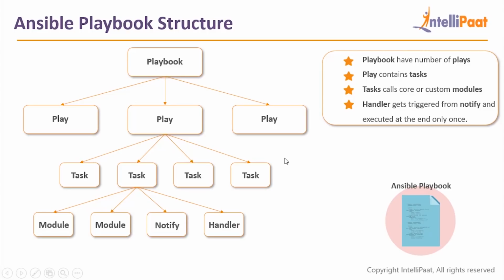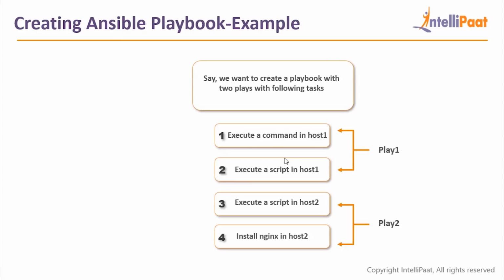Now let us see how we can define a play in a playbook. In a play, you can have 2 or 3 tasks or 4 tasks or 10 tasks or any number of tasks written, and these tasks are executed on a particular host using a particular condition. That's why it's called a play: what has to be played on a host. This is one play that is being played, which is executing a command on host 1, and then it is also executing a script on host 1.